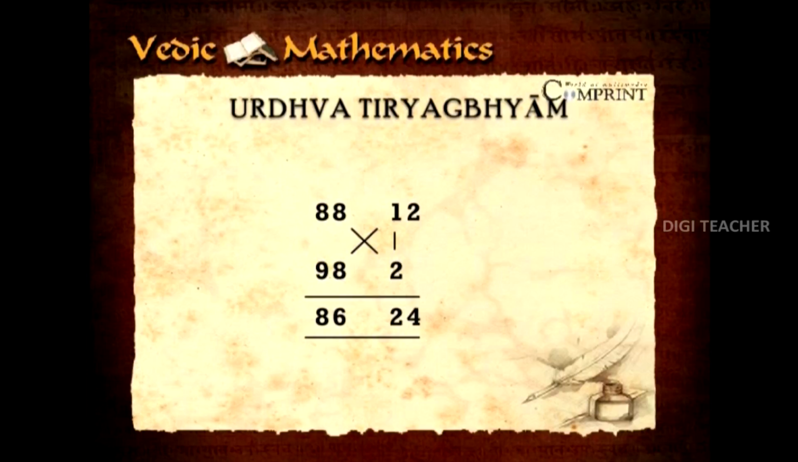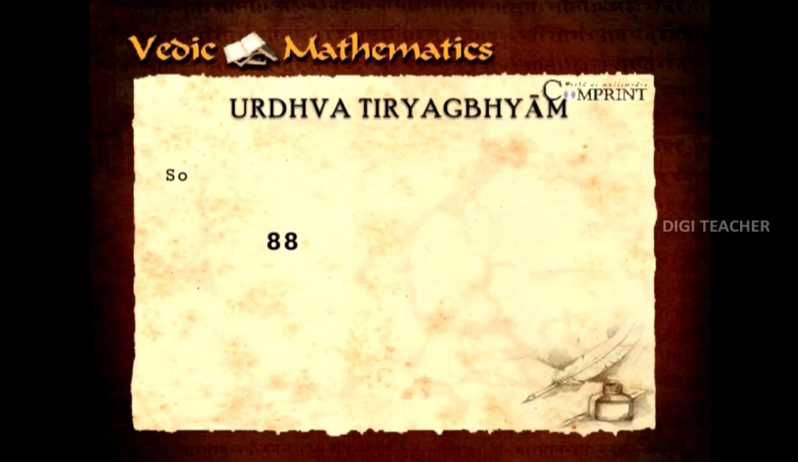And the 24 in the answer is just 12 multiplied by 2. You multiply vertically. So 88 multiplied by 98 equals 8624.